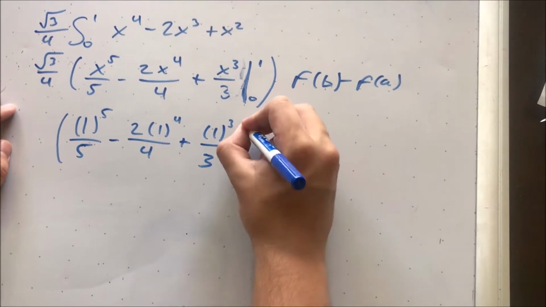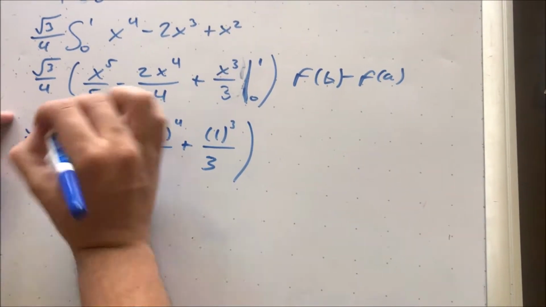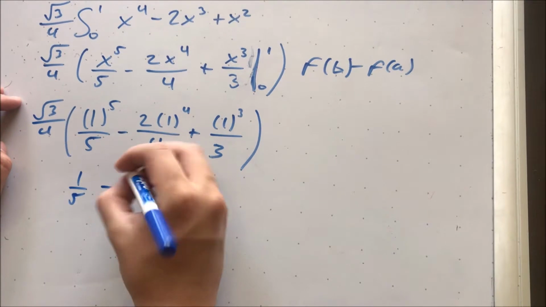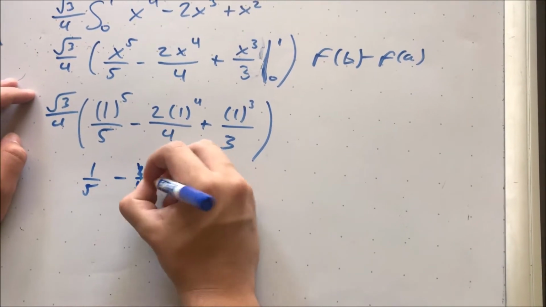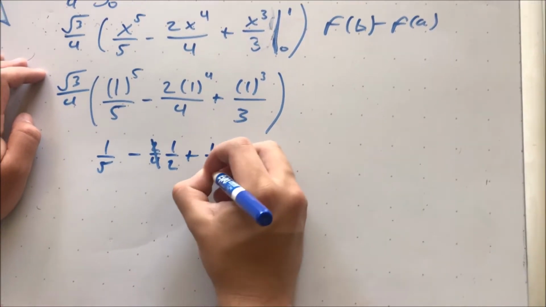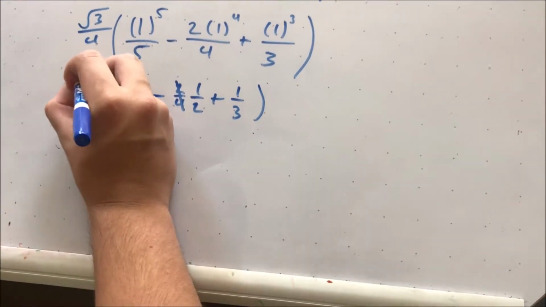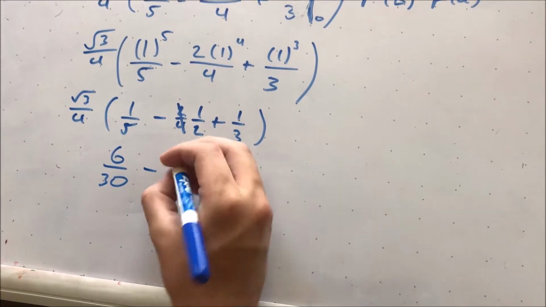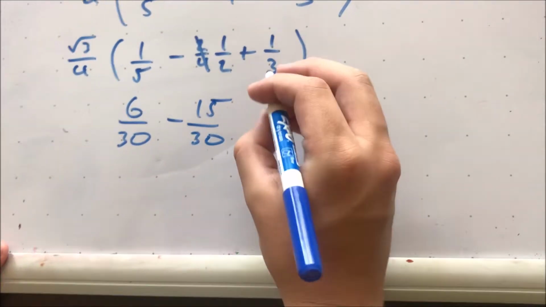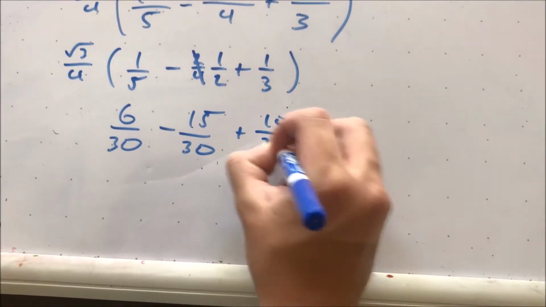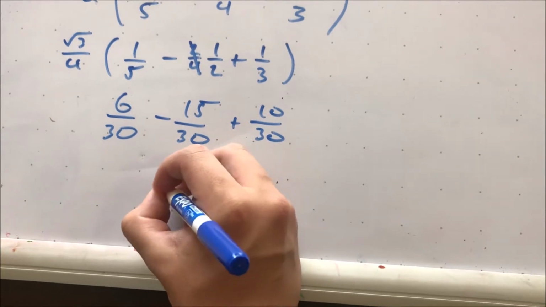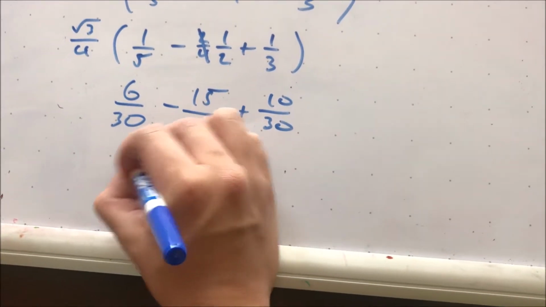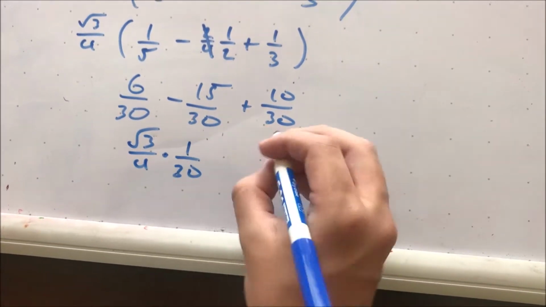And then we're going to use our f of b minus f of a and input the 1 into the equation, giving us 1/5 minus 1/2 plus 1/3. And of course the zeros cancel out, so we're going to be leaving that alone. After finding the least common denominator and then multiplying their solution together with the square root of 3 over 4, you're going to get the square root of 3 over 120 as your final answer.